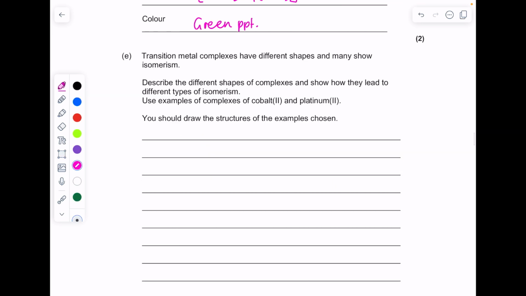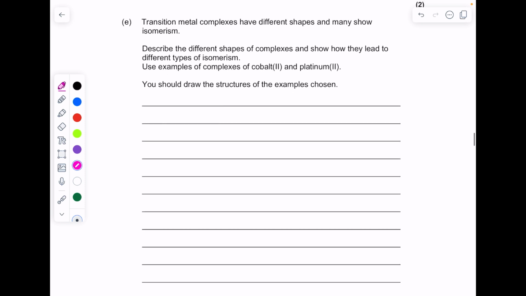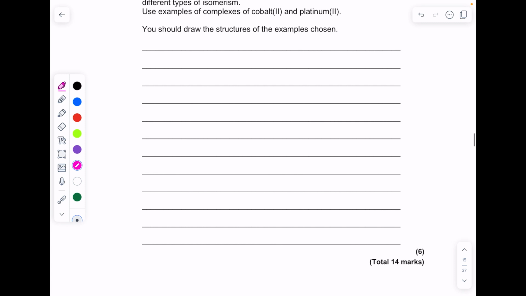And then part E, transition metal complexes have different shapes and many show isomerism. Describe the different shapes of complexes and show how they lead to different types of isomerism. Use examples of complexes of cobalt-2 and platinum. You should draw the structures of the examples chosen, 6 marks.